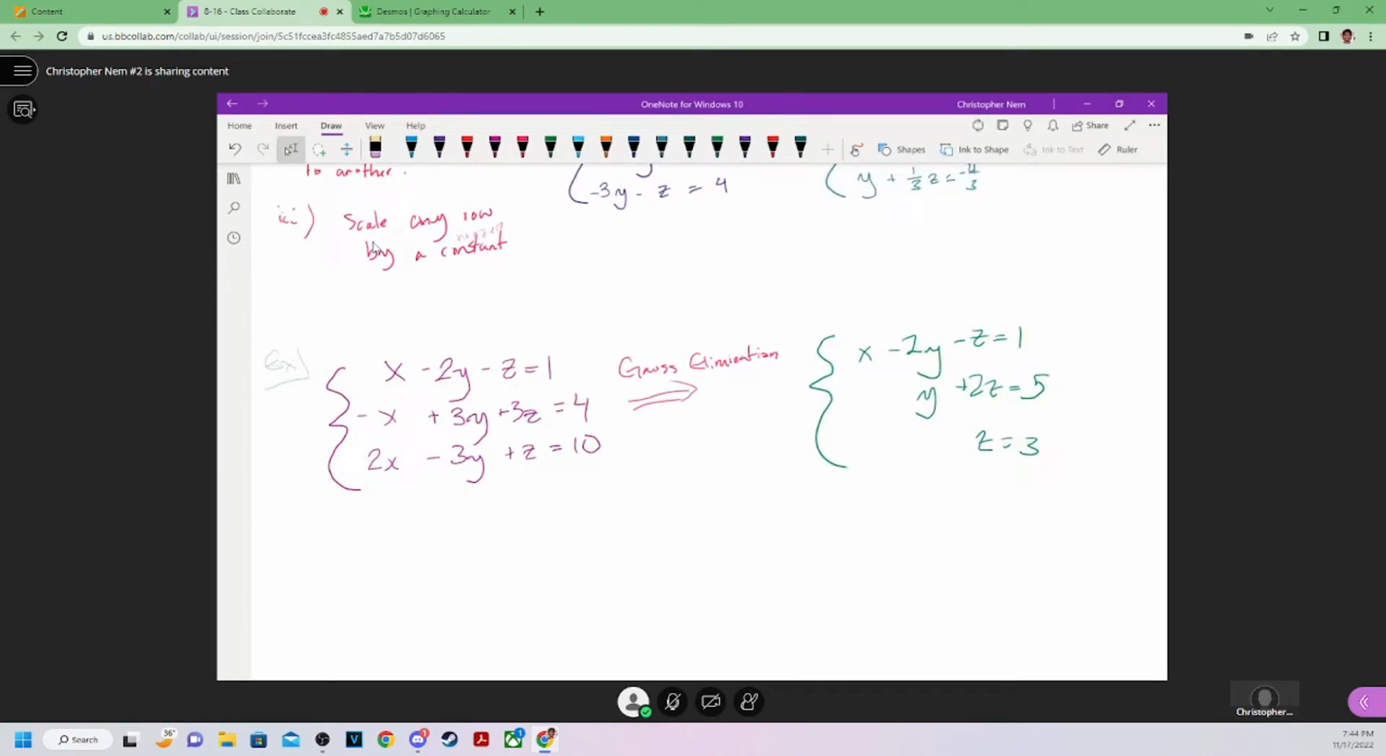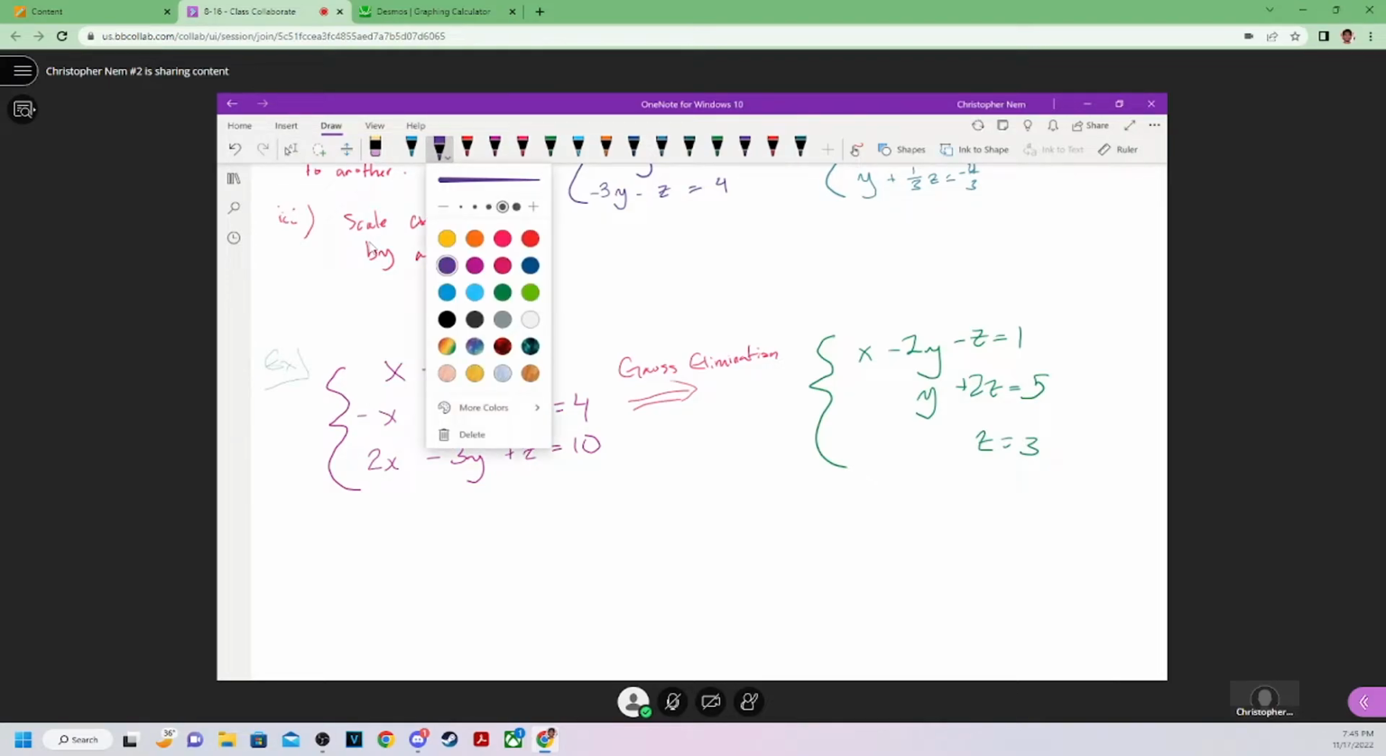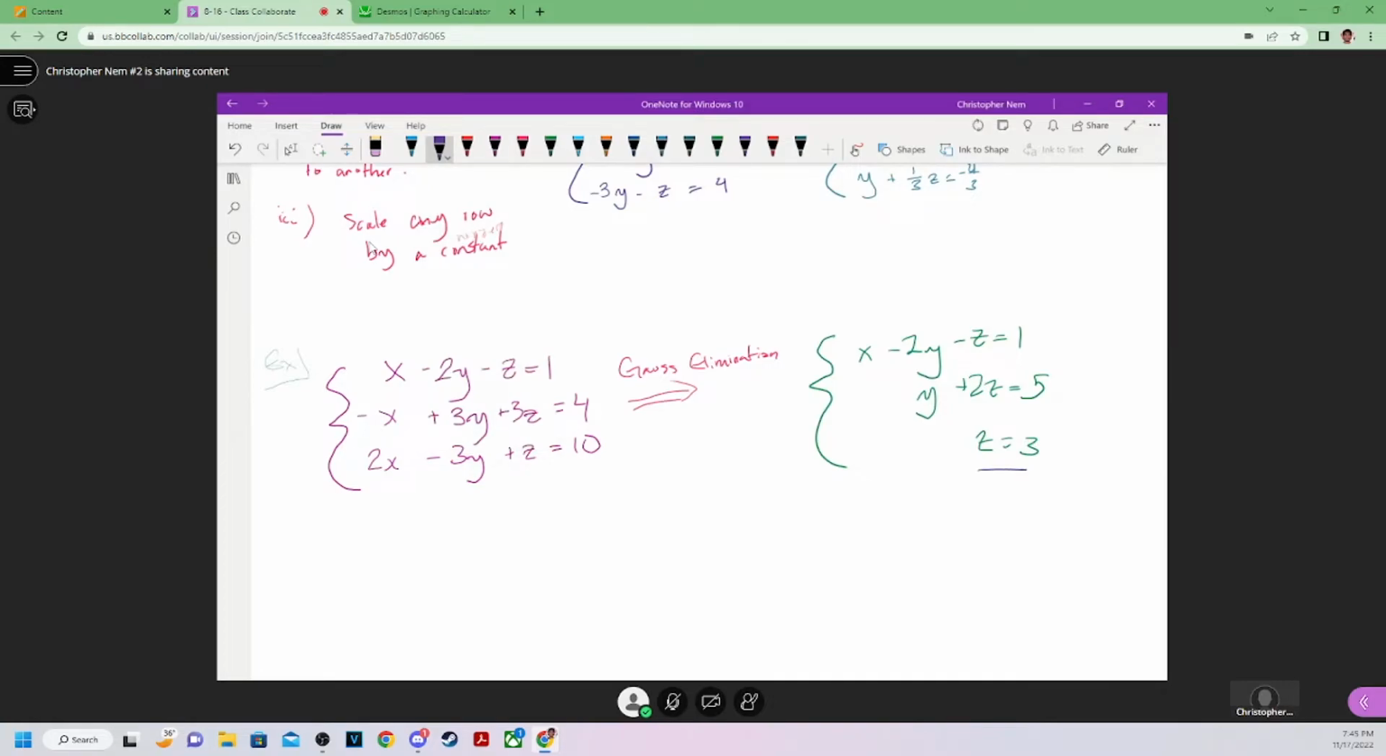Now, the question is, why, and what do you observe about this? I'll leave it paused. Go ahead and think about some observation about this second system. All right, so if you made some observation, you notice that this says z equals 3, which means if I plug it into over here, I can solve for y, and if I plug those two in here, I can solve for x. So I can find a solution. That's nice.